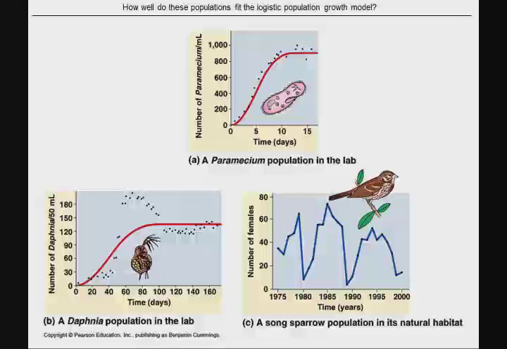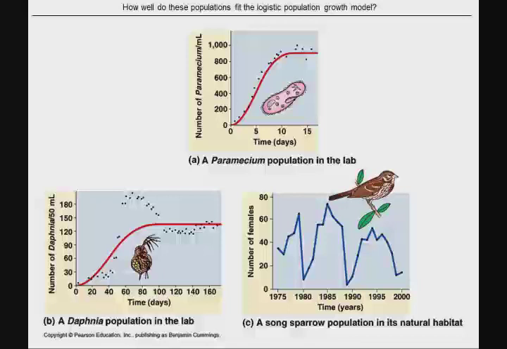Now, out in a natural habitat, you may get no growth curve that looks anything like an idealized model. Why? Because there's lots of random factors. Bad winter, drought, introduction of a predator. All these things get you a curve that looks something like the song sparrow population in natural habitat. It doesn't fit a nice, neat mathematical model. So do keep that in mind, and we'll come back to this idea a little bit later.